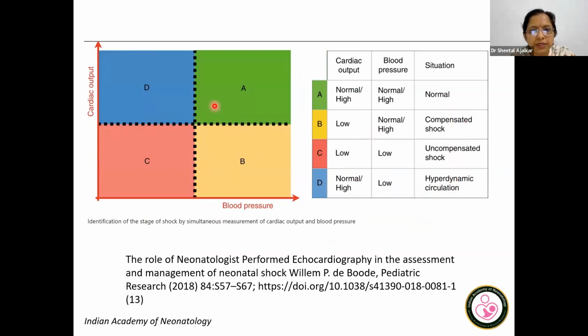So if we see here in the A, the cardiac output is high as well as the blood pressure is high, and this is normal. In the D, the cardiac output is high, but the blood pressure is low. So it happens in hyperdynamic circulation. And if we look at B, the cardiac output is low but the blood pressure is maintained, sorry, so it is compensated shock. And when both BP as well as cardiac output are low, it is uncompensated shock.